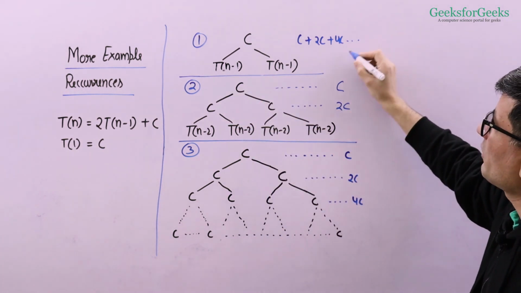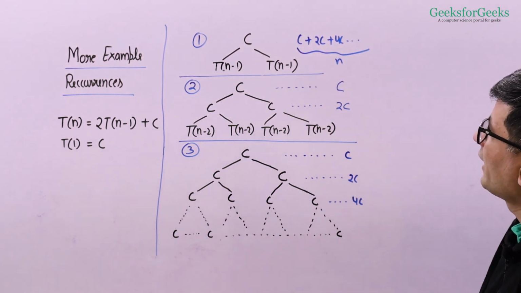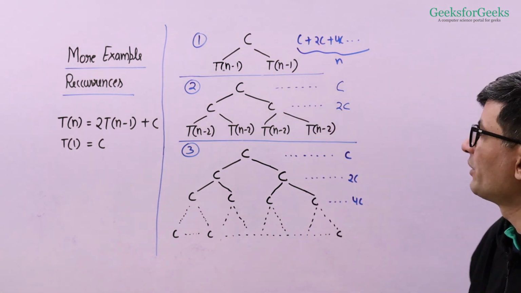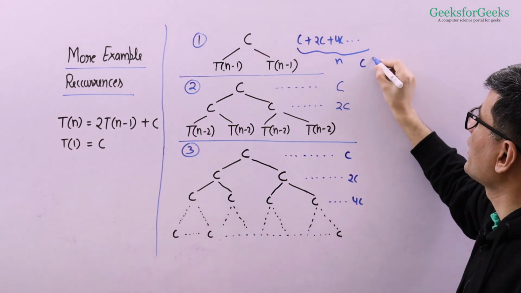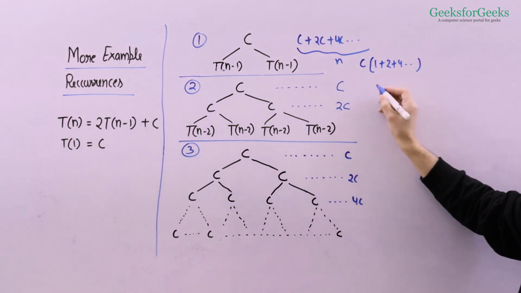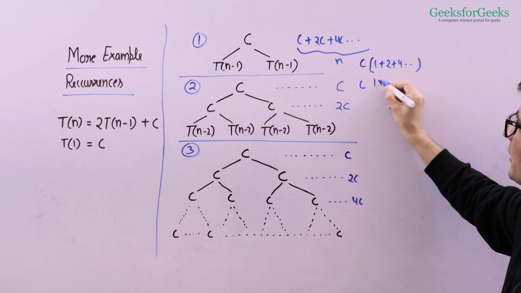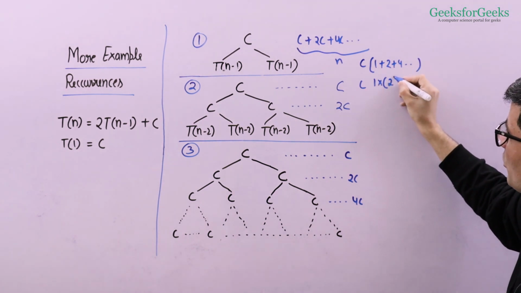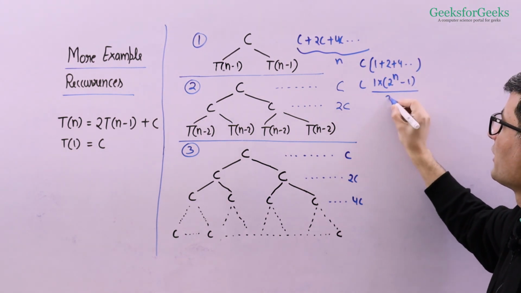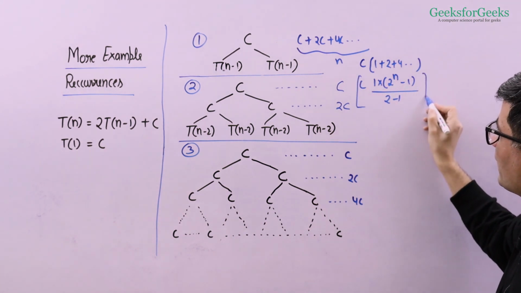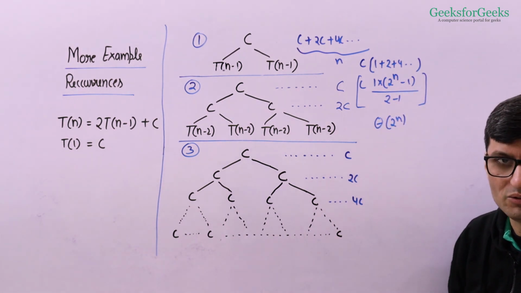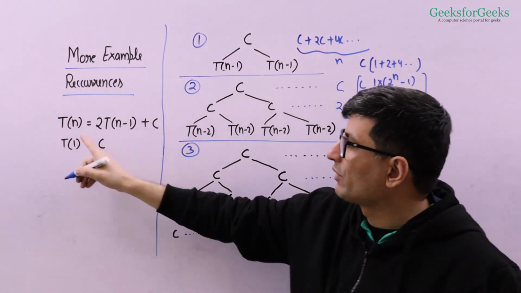So the number of terms in this series is going to be n, and it's clearly a geometric progression with a common ratio of 2. So we can simply apply the formula of geometric progression, right? We can take the C out, and we can write the series as 1 plus 2 plus 4 and so on till n terms. The formula for a geometric series is a times r raised to the power n minus 1 divided by r minus 1, so here it is 2 raised to the power n minus 1 divided by 2 minus 1. So this is the value we get, and this is clearly theta of 2 raised to the power n, right? The rest of the things are constant, and that's the value of this expression, and that's the value of Tn.